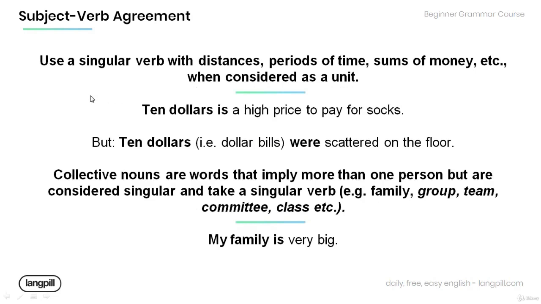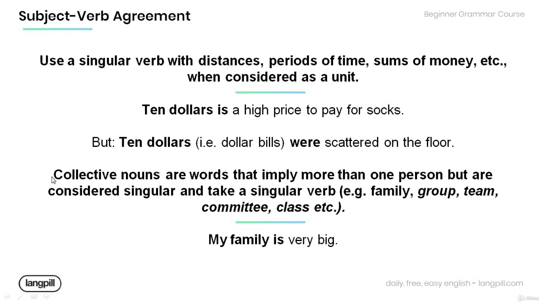Also note that we use a singular verb with distance, periods of time, sums of money, etc. when considered as a unit. Have a look at the following examples. $10 is a high price to pay for socks. Note that $10 in this sentence is considered as a unit. And in this sentence, $10 bills were scattered on the floor. Here $10 is not considered as a unit.